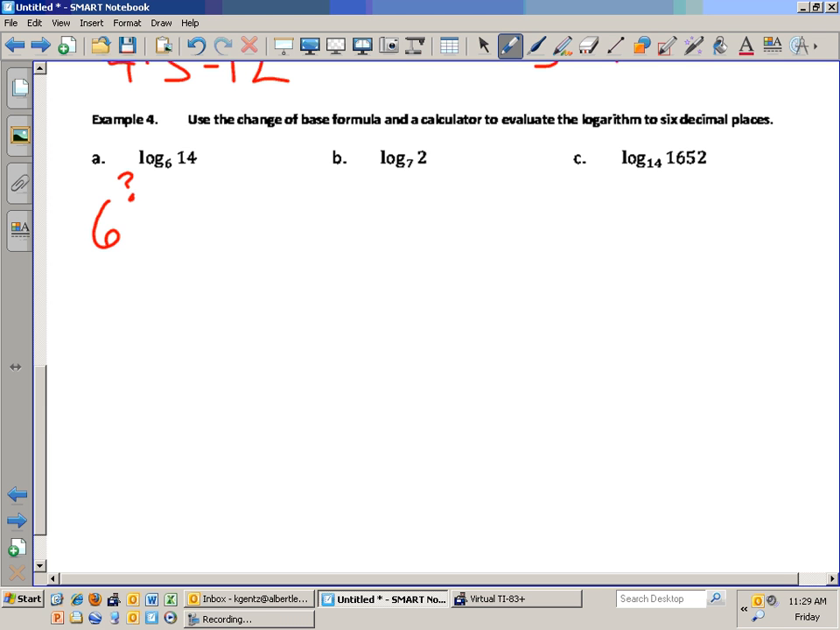6 to some power is 14. Well, 6 to the first power is 6, right? Sorry. 6 to the first power is 6. 6 to the second power is 36. So it's got to be somewhere between 1 and 2, right? Because we're getting 14. That's bigger than 6, but it's less than 36.